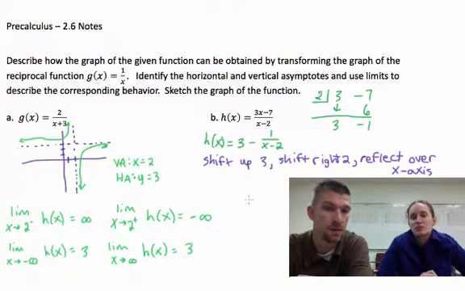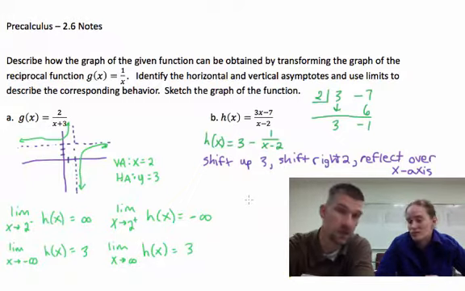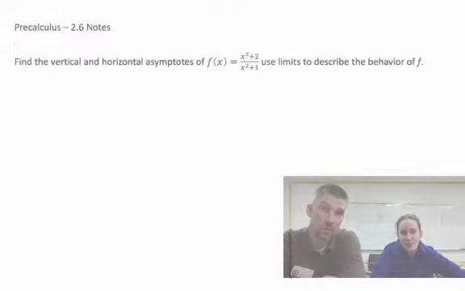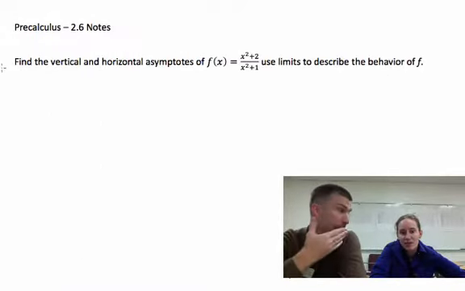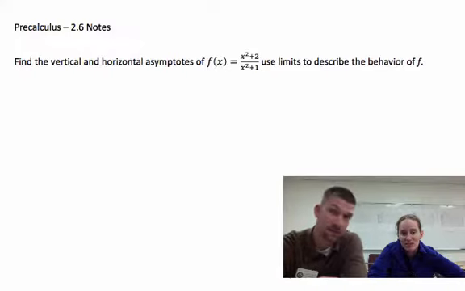Okay, there we go. That's that example right there. More vertical and horizontal asymptotes, but oh my, this problem. It doesn't look that bad to me. Well, it's got squareds instead of regular x's.